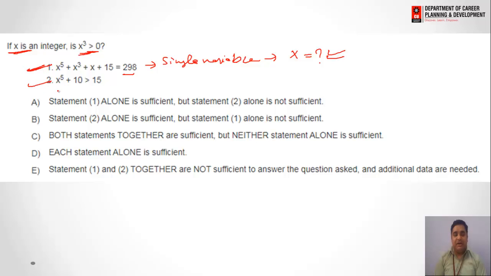As per the second statement, x power 5 plus 10 is greater than 15. Here we can find out whether x is greater than some constant value or not. The symbol is greater than, so x is greater than something, and we need to find whether x cube is greater than 0 or not. In both cases we can have the absolute answer. Hence both statements are sufficient individually, and option D is the right answer for this question.